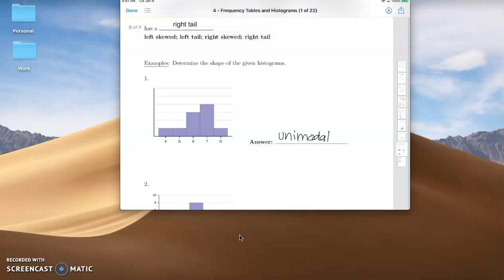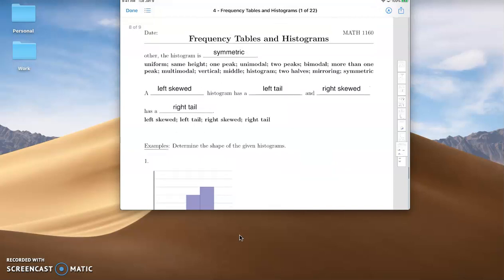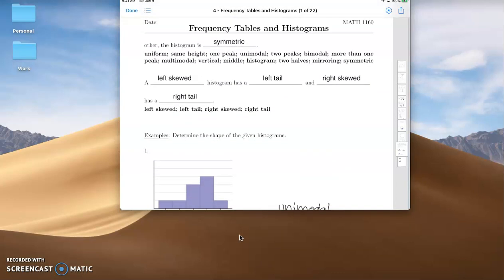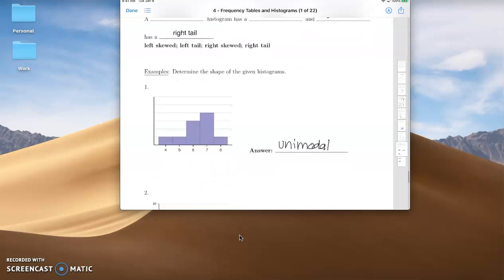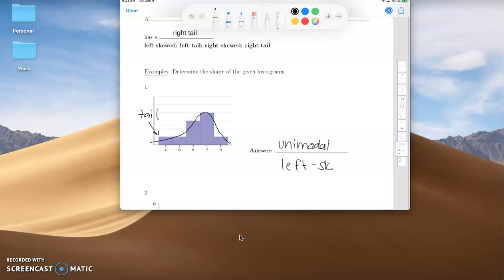Oh, and one thing I was going to address in this also that we just missed, and I'm sorry about that, is talking about skew. A left skewed histogram has a left tail and a right skewed has a right tail. In this case, when we say tail, we're talking about the lower part. So see how this peak is here on the right and there's a smaller part over here? This would be considered a tail. So in this case, we would say that this is left skewed.